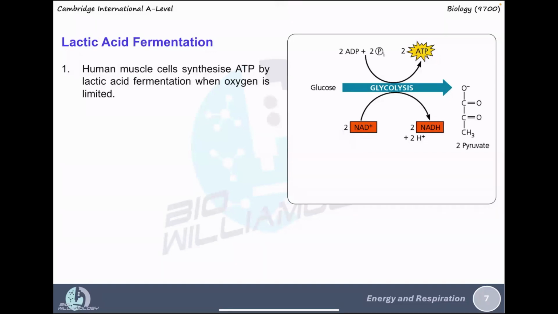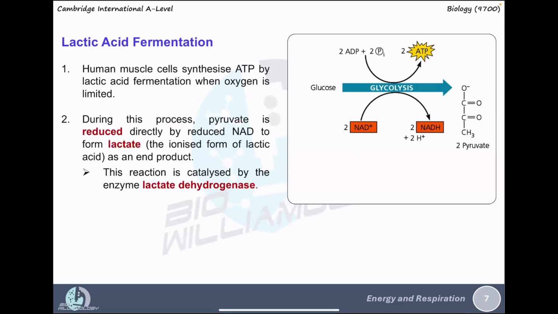NAD is reduced to form reduced NAD, and the glycolysis process allows us to harvest a net gain of 2 ATP per glucose molecule. However, to make sure that the glycolysis process continues, we must regenerate NAD. So in human muscle cells, the lactic acid fermentation pathway allows us to regenerate NAD. During this process, pyruvate is reduced directly by the reduced NAD to form lactate.